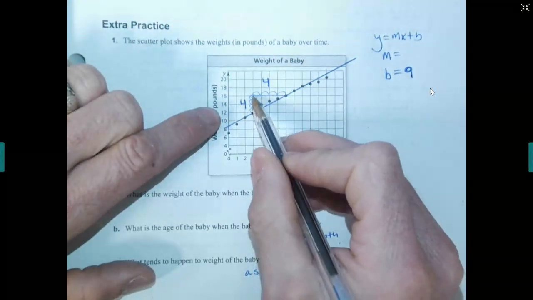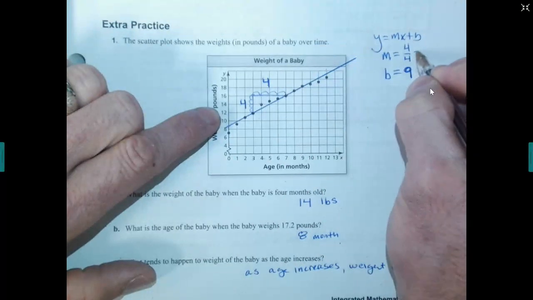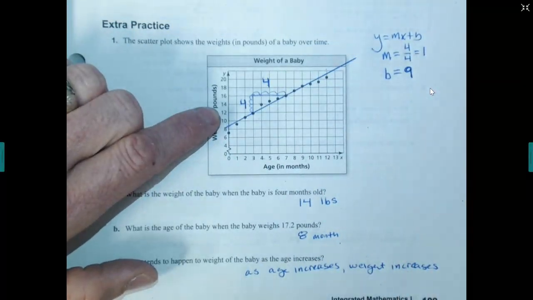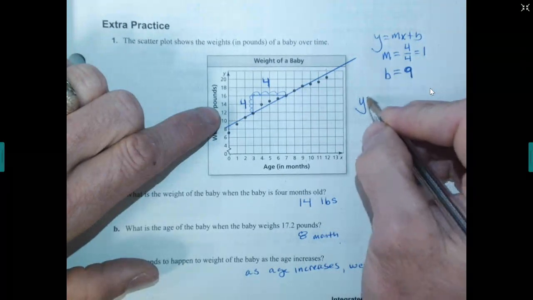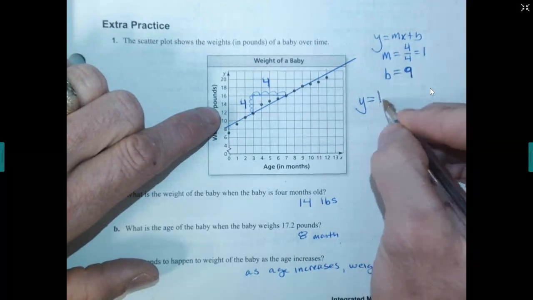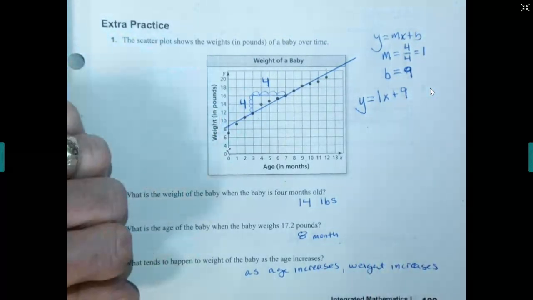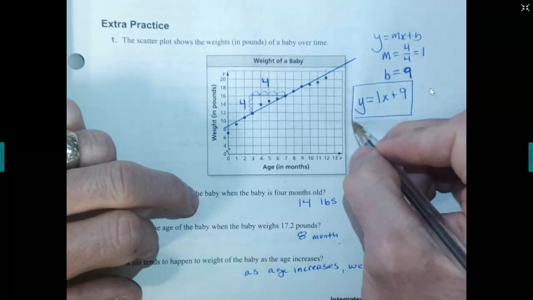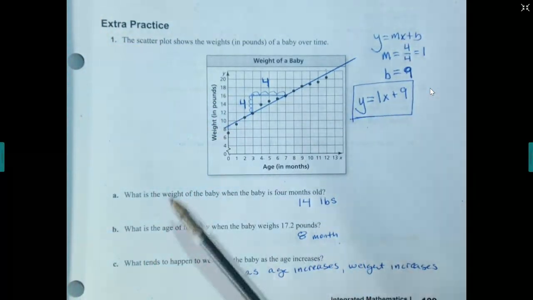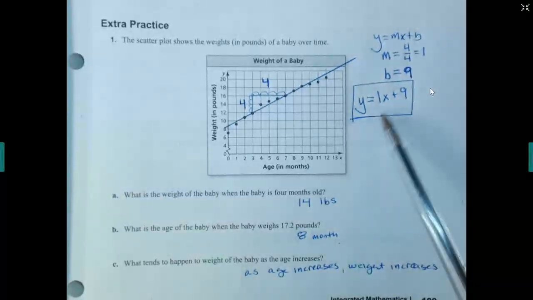So my slope is 4 over 4. Rise over run. So my slope is 4 over 4, which equals 1. So if I plug these into here, I get y equals 1x plus 9. And that's my linear equation. So for number 1, I would like you to have your linear equation also. So make sure you have that.